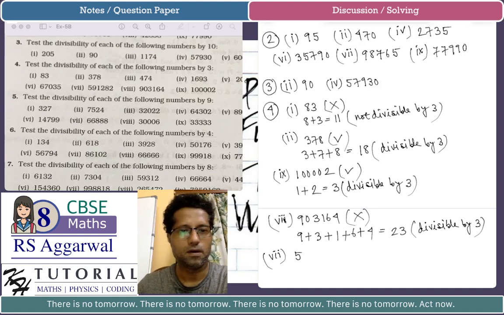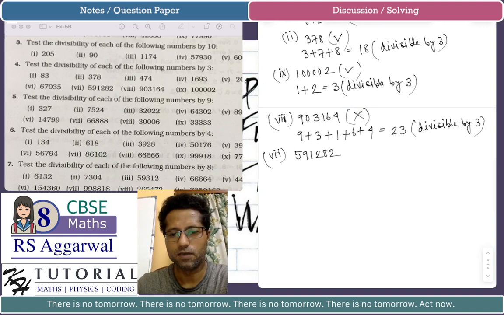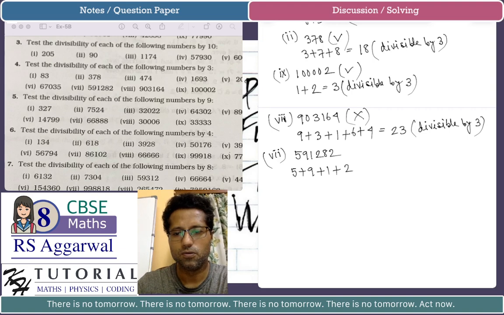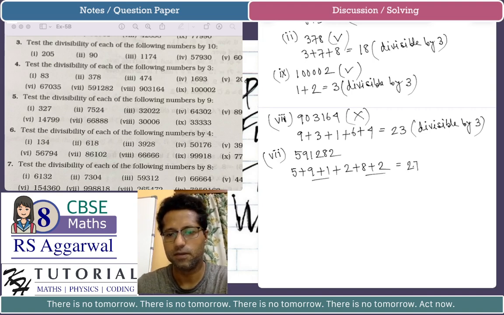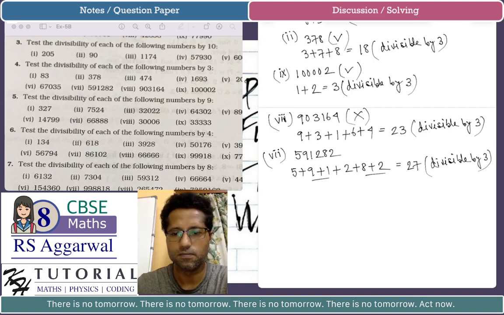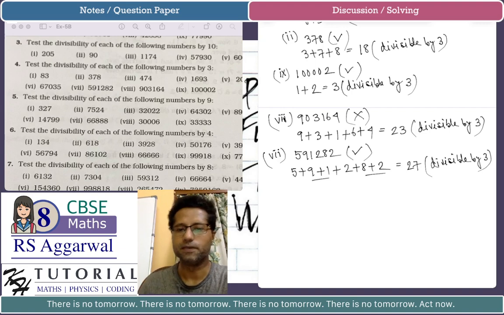591282. The sum of the digits of the given number will be 5 plus 9 plus 1 plus 2 plus 8 plus 2. This is 10, this is 10, 20 and 27. So 27 is divisible by 3. So this number is divisible by 3.